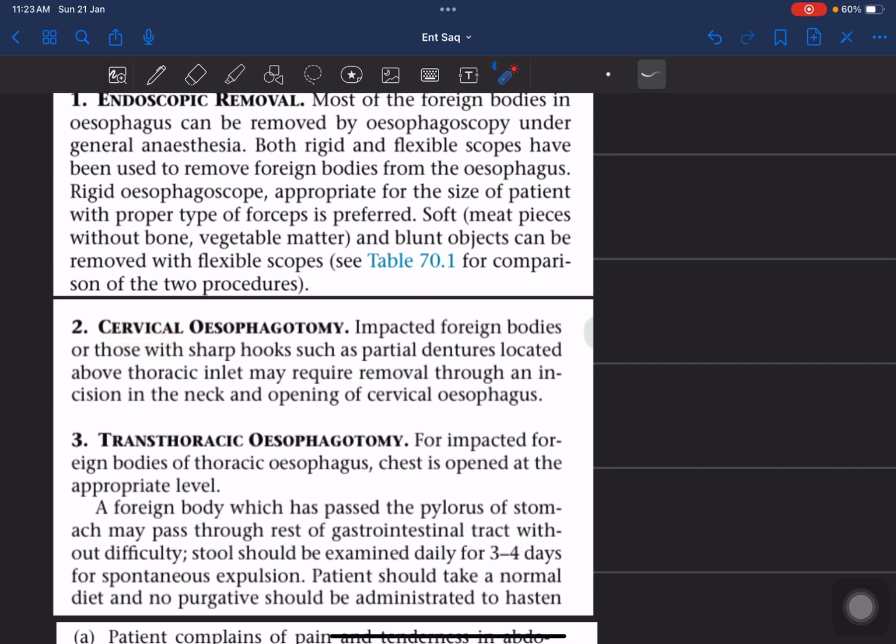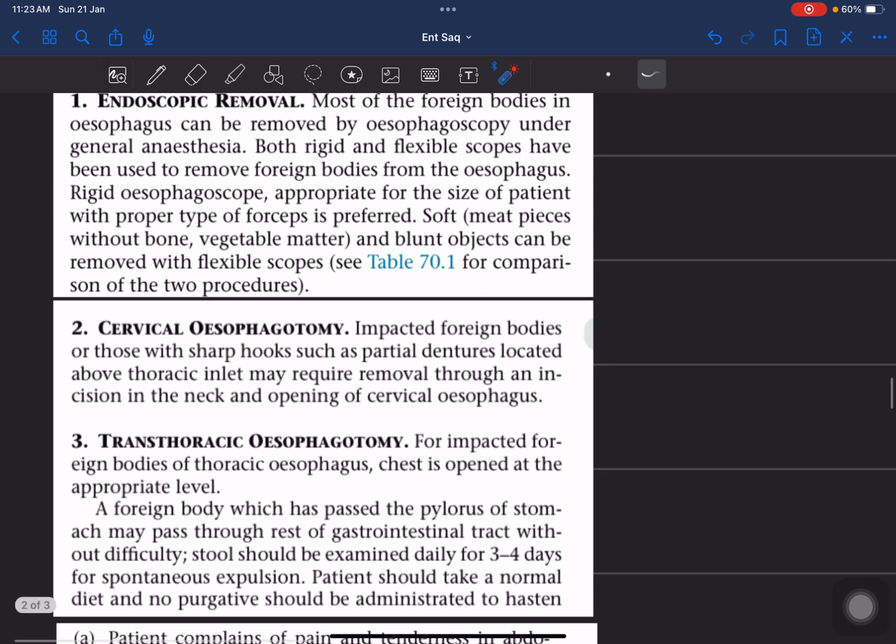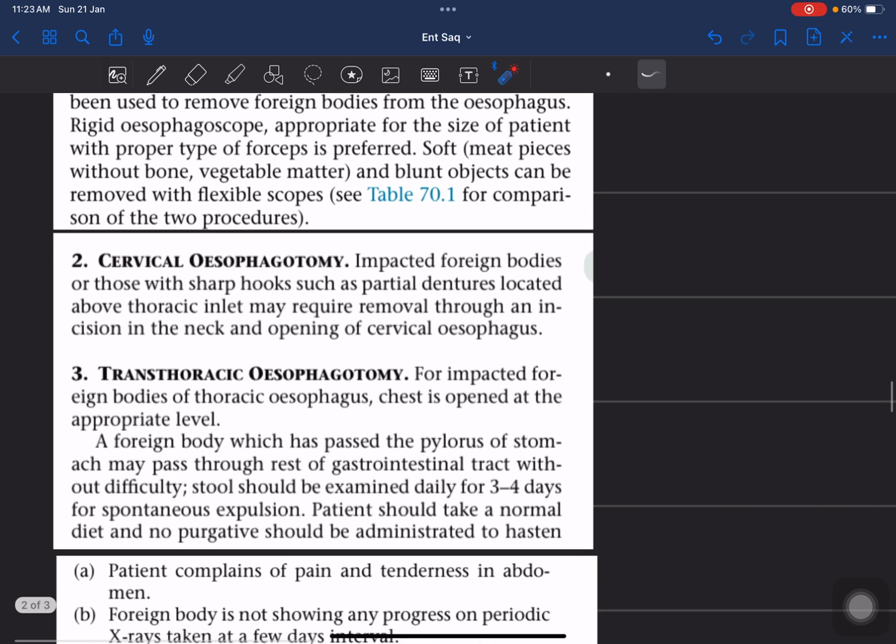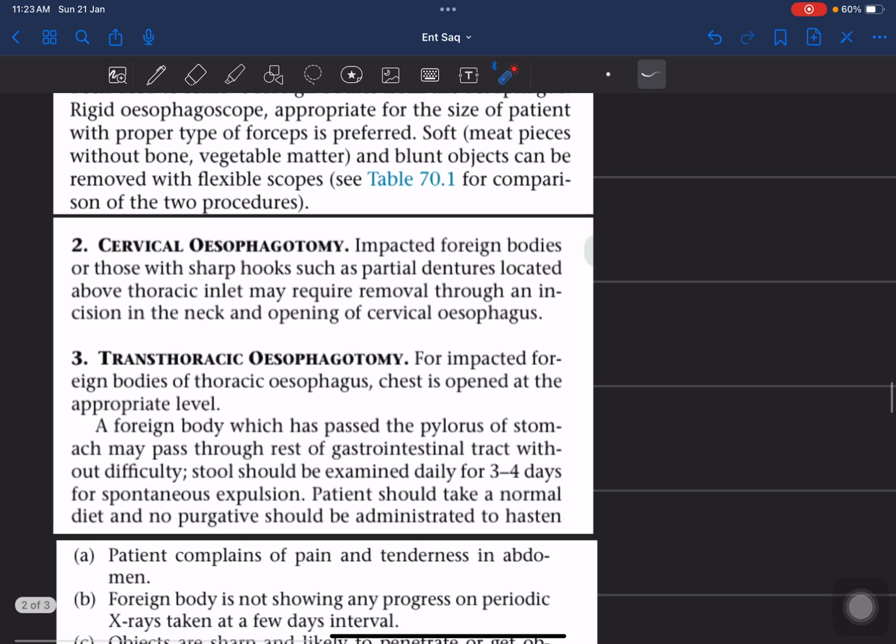And what is that actually? That is the place if the foreign body is above the thoracic inlet, right? If the foreign body is above the thoracic inlet, or if it hasn't crossed the thoracic inlet, at that time we do cervical esophagostomy. And if the foreign body has crossed the thoracic inlet, right, and it has entered into the thoracic esophagus, at that time we do transthoracic esophagostomy, right?